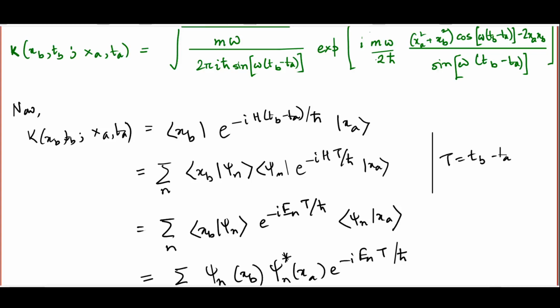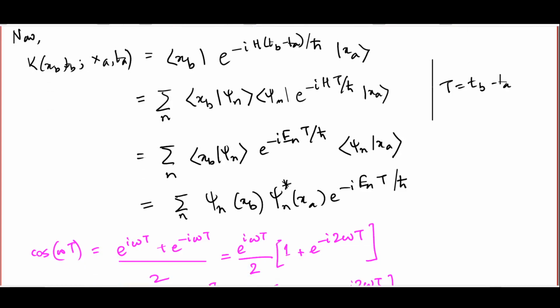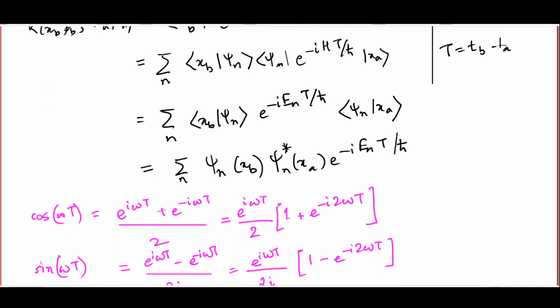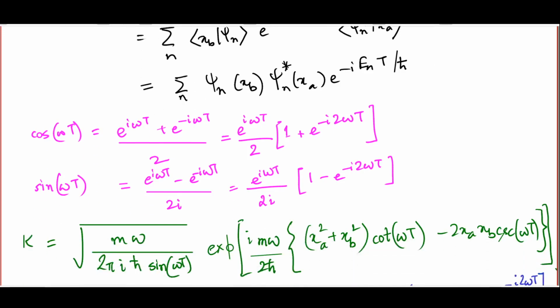Now, since our propagator has cosines and sines, it would be useful to write down expressions for cosines and sines in terms of the familiar exponential function. And then what we do is substitute these expressions for cosine omega T and sine omega T in our expression for the propagator, which we have just rewritten slightly.